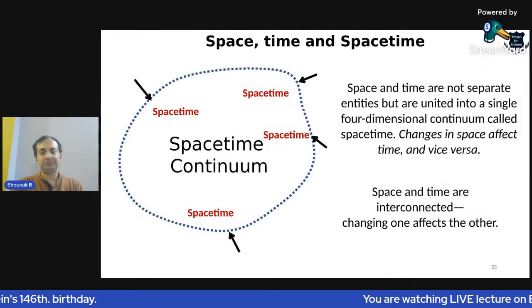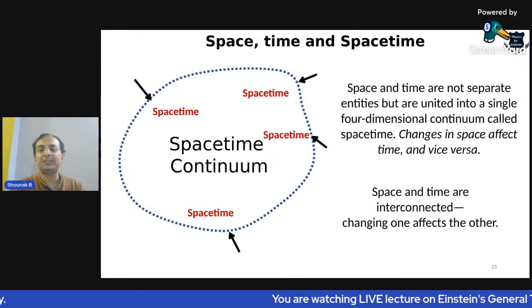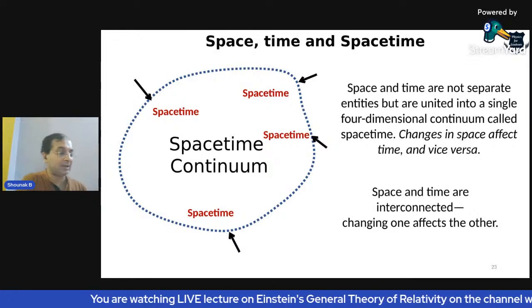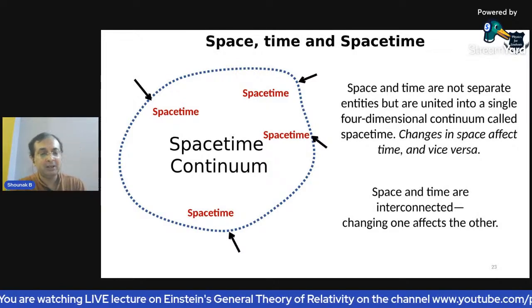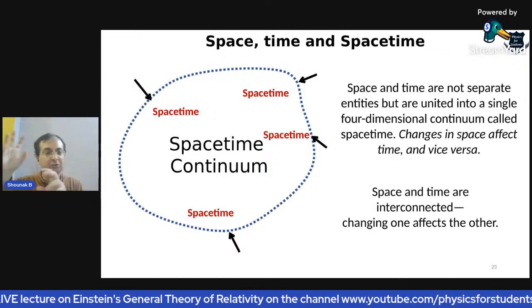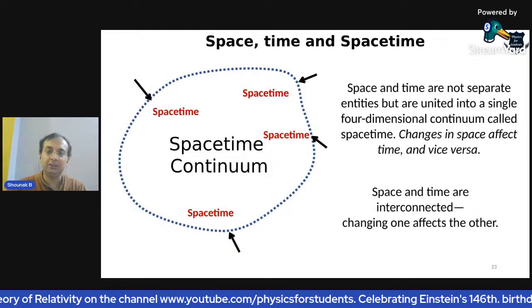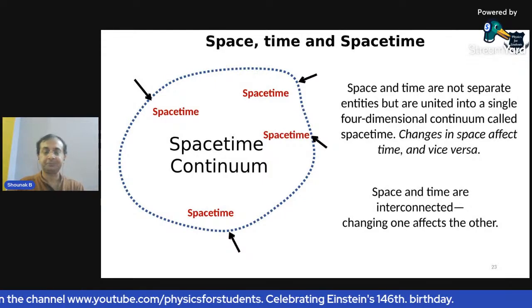Now here you see, space and time are not separate. That means if I change something here, something else is going to change. Remember that box and mobile example? If I change something in the box, something is going to happen on the mobile. If I change the mobile, something is going to happen in the box.